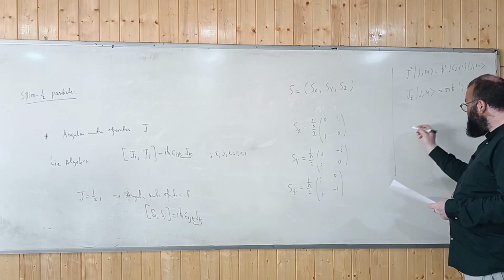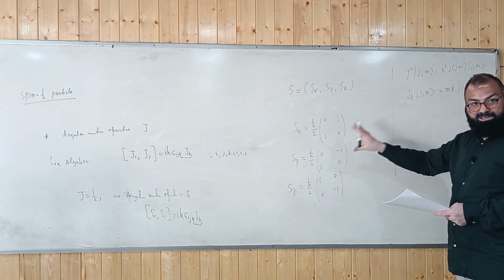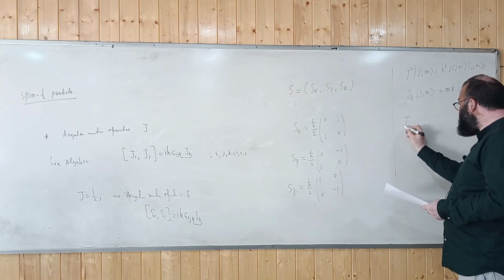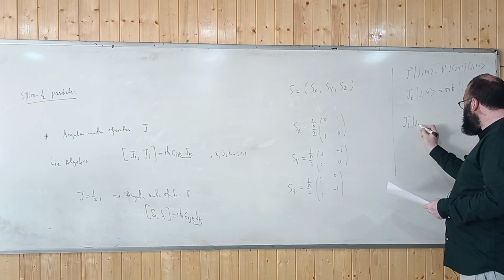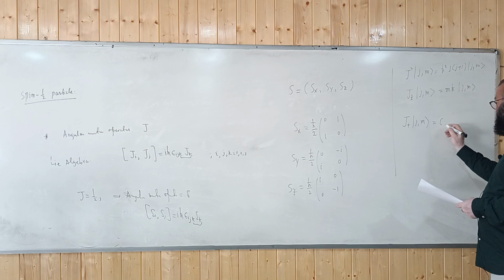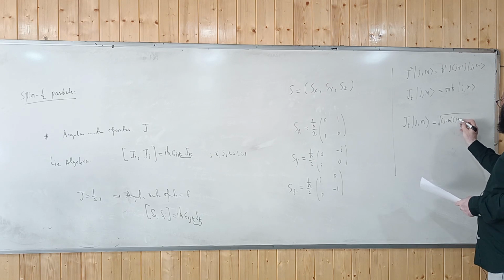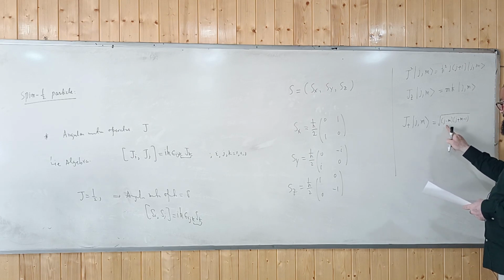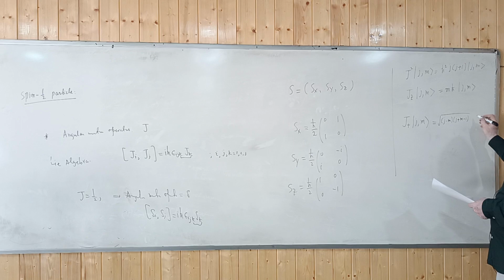I will give you the hint; I will not calculate directly. Then you define a raising operator J plus acting on |j m>. That will give a constant. Can anyone give me the value of that? It is probably the square root of j minus m into j plus m plus 1. Just check it. So it is j into m plus 1.